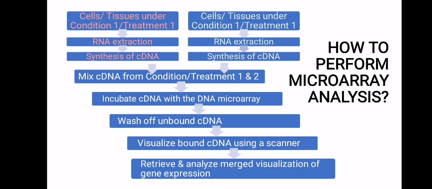Maybe you will ask, how can we perform the microarray analysis? These are the steps. Initially, we divide into condition or treatment 1 and condition or treatment 2. The left side is treatment 1, the right side is treatment 2. The cells and tissues under condition 1 and condition 2 are incubated in different tubes. Then RNA extraction is carried out, which means we extract the message. From this RNA we undergo reverse transcription, as I mentioned just now, to form the cDNA, which is actually DNA.